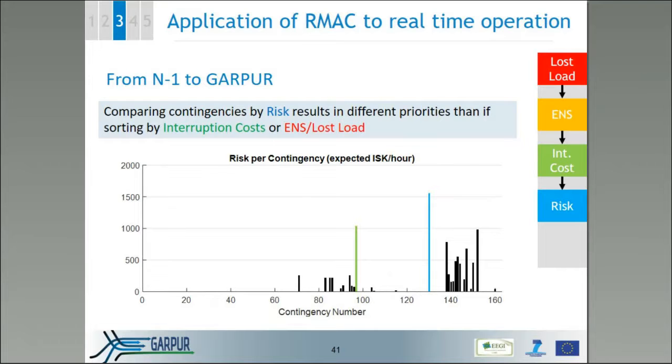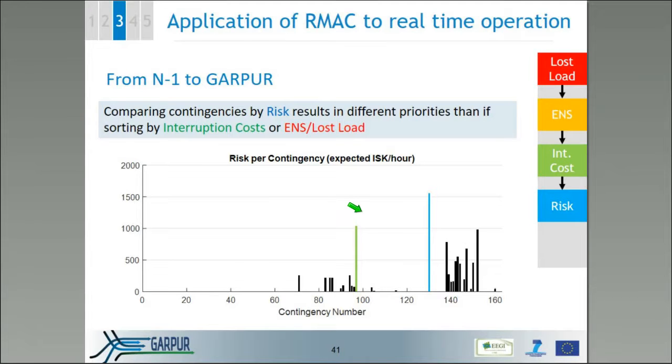If we then convert the interruption cost into risk by multiplying by probability, we find that a new contingency becomes our most severe event, and that the contingency number 99 that we discussed earlier seemingly disappears off the map, and the worst contingency in terms of interruption costs still maintains some importance.